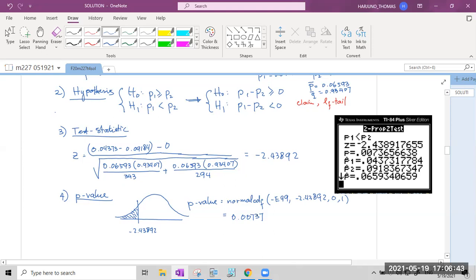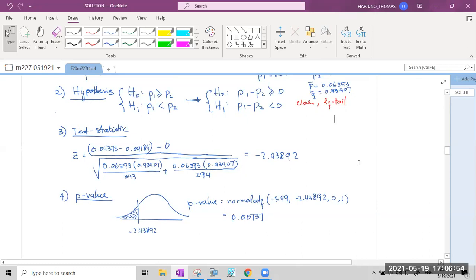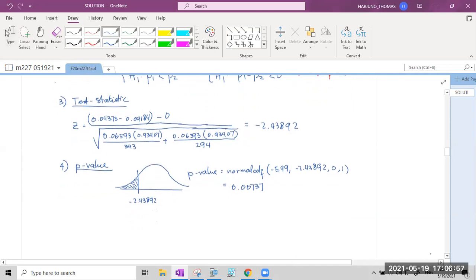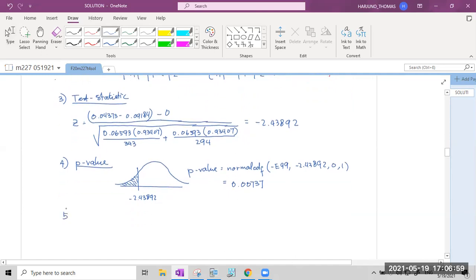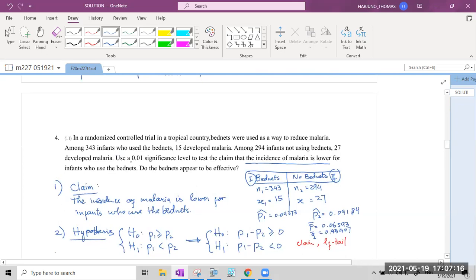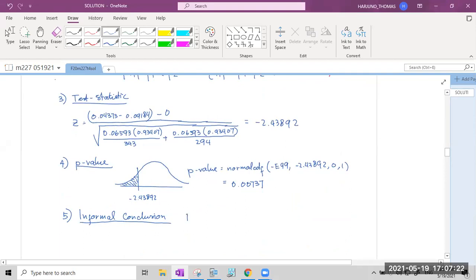Okay, remember, we can use the calculator only to get step 3 and step 4 actually. You still need to set it up. You still need to conclude that. Okay, step 5, informal conclusion: reject the null hypothesis. Now the p-value is so small such that even if alpha is 1%, you still reject the null hypothesis, right? The alpha is 1% here. So we still reject the null hypothesis.